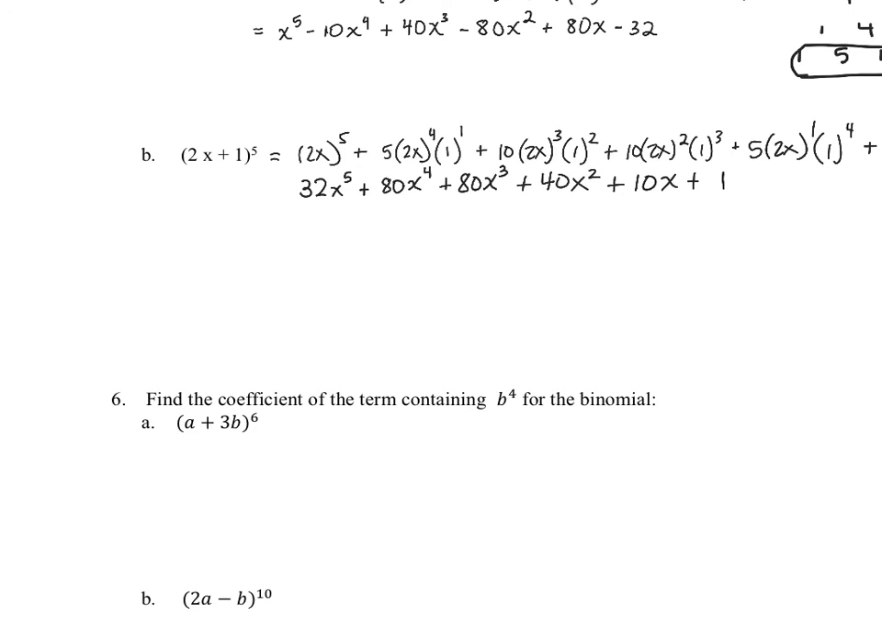Okay, question 6. Find the coefficient of the term containing b to the fourth for the binomial a plus 3b to the sixth power.